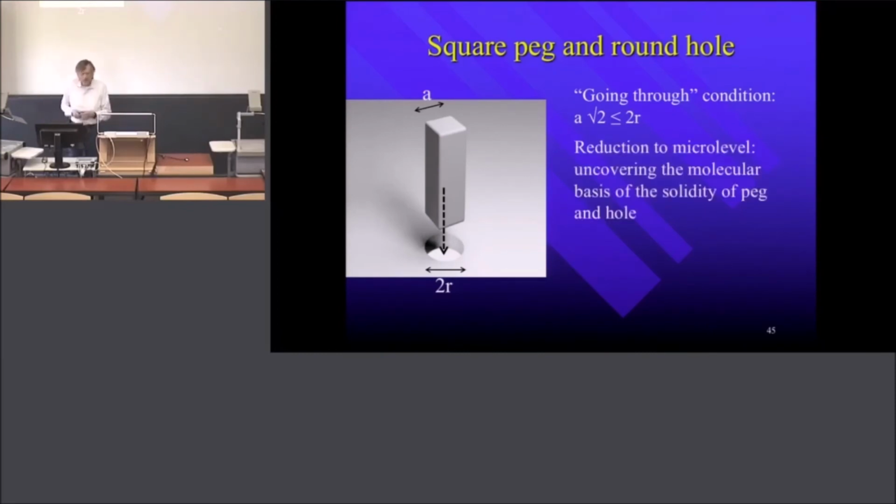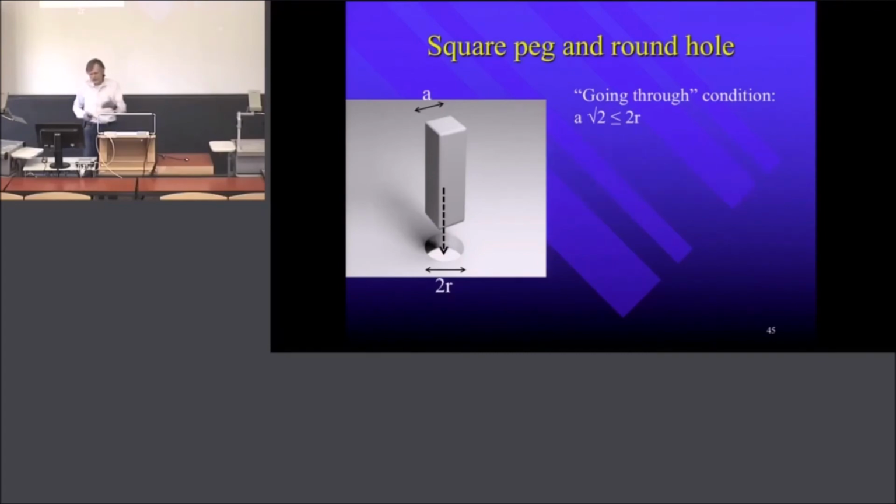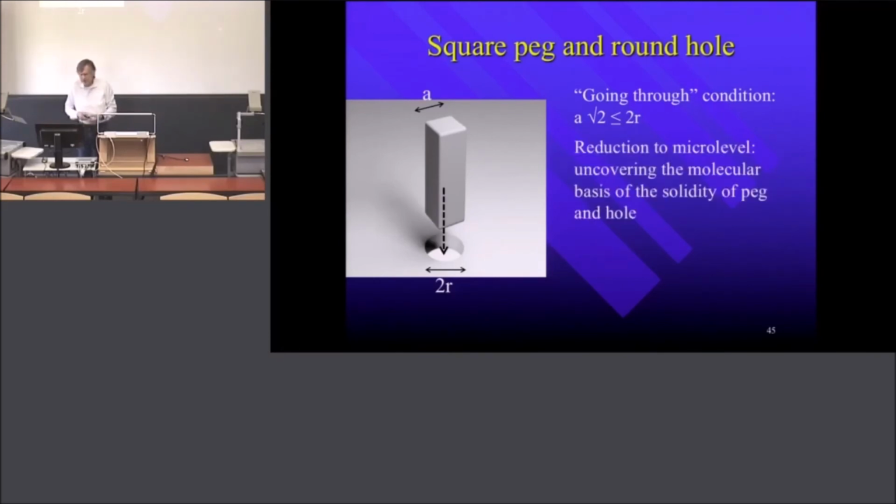So now imagine someone says these are macroscopic bodies, right? We got to reduce that. I mean, this is all made of molecules, right? So we got to reduce that and understand the whole situation in terms of molecules. Now, if you try to reduce to the micro level, you must uncover the molecular basis of the solidity of the peg and of the hole, because the whole thing depends, of course, on the solidity of that stuff. If it was a rubber or chewing gum or whatever, then it's different. So it depends on the solidity.